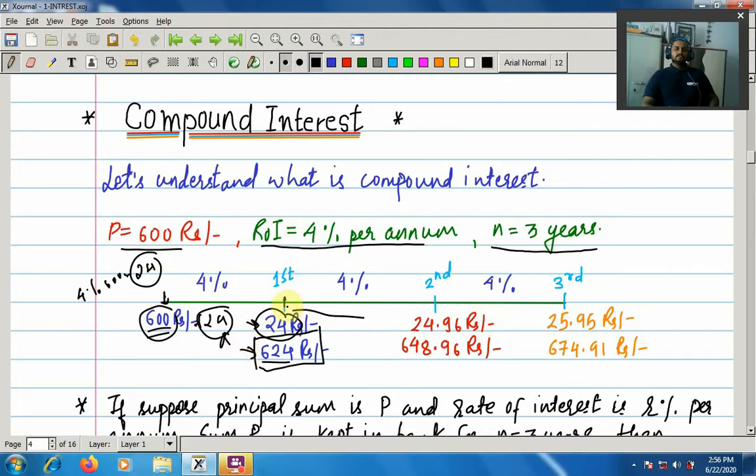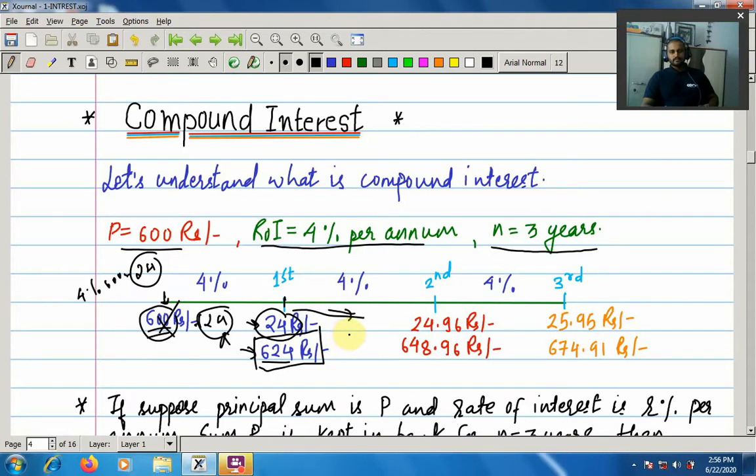So for the calculation for the second year, my principal sum is changed. It's not 600 for the second year. It is 624 rupees for the second year.